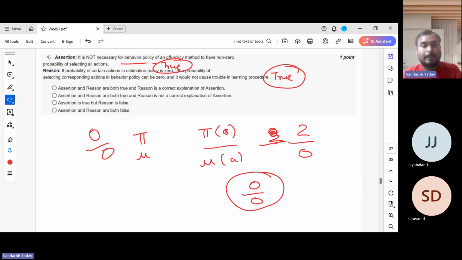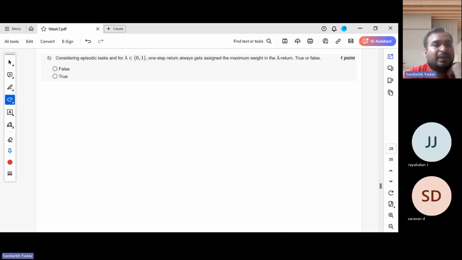So both are true. Now, if there is no doubt, I'll move to question number 5. Again, a true-false kind of thing. This is considering episodic tasks, and for lambda 0 to 1, the one-step return always gets assigned the maximum weight of the lambda return. I think we have already seen this question in problem solving. It was exactly this question, so you can get the answer from there.